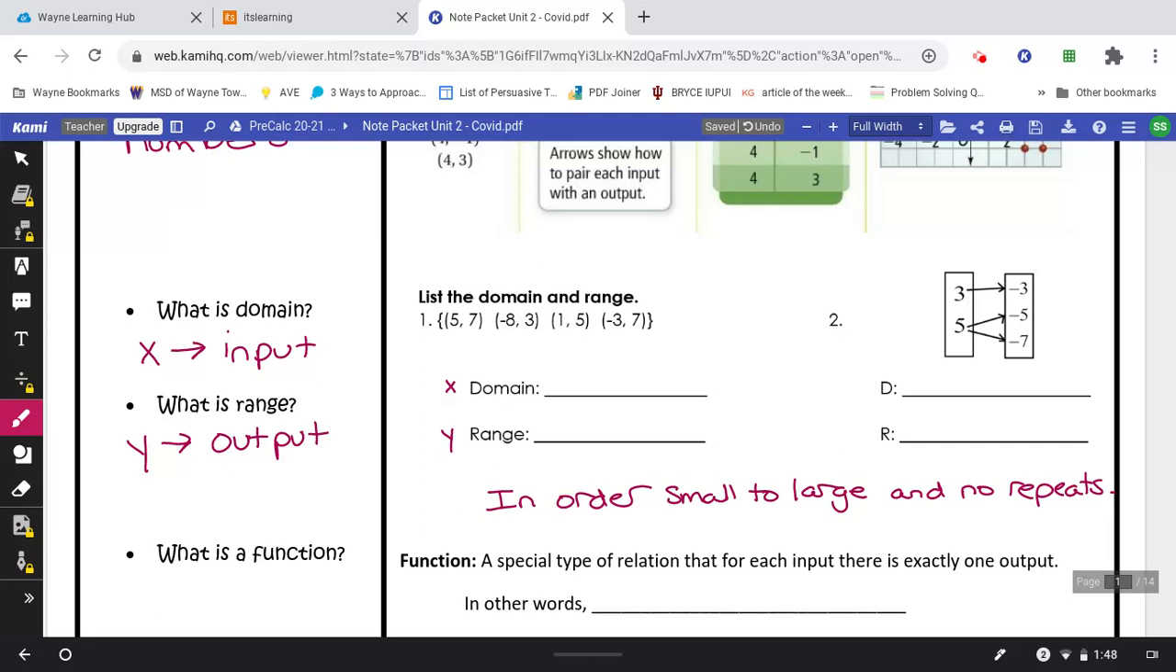So for problem number 1, we have a list of ordered pairs. Our domain is going to be all of our x values. So the 5, the -8, the 1, and the -3. And we're going to write those in order from small to large. No repeats. -8, -3, 1, and 5. That would be my domain. The range, same thing, but the y's. I've got my 3, 5, 7, and although I have 2 7s here and here, I do not want to write them twice.